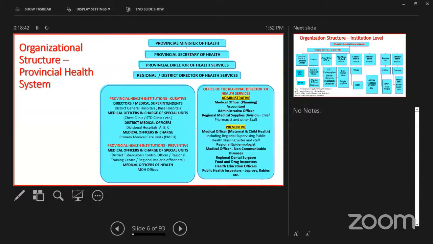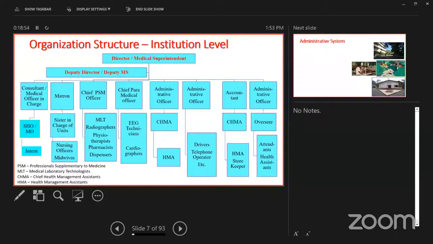So this is the organization structure at the central ministry level and the provincial ministry level, and how activities are coordinated, allocated, and supervised. At the same time, at the ground level, at the curative institution level, there is an organization structure as well. At the institutional level, this is how tasks are supervised, allocated, and coordinated. The head of the institution may be the director or a medical superintendent, and in his absence, the deputy director or deputy medical superintendent will look after the duty.